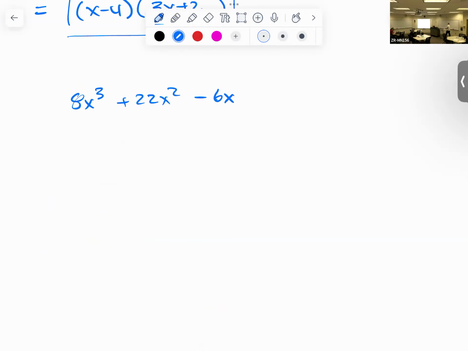All right, 8x cubed plus 22x squared minus 6x. First things first, always, the greatest common factor. Just 2x. I was like, what about a 4? No, why not? It doesn't go into 6 or the 22, not as an integer.